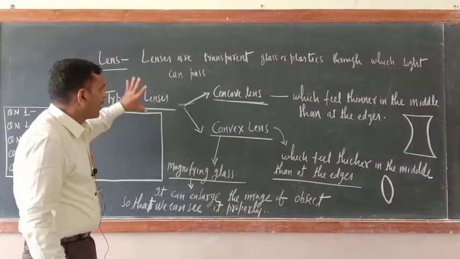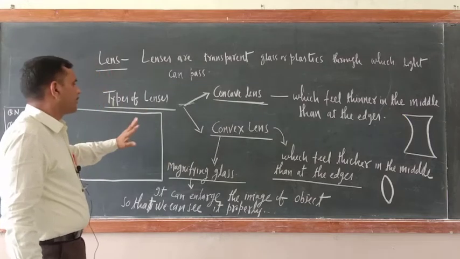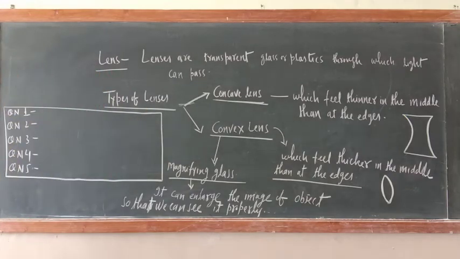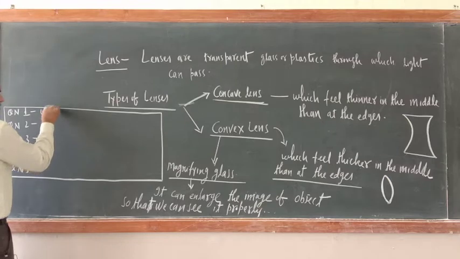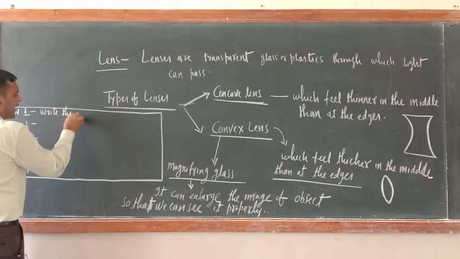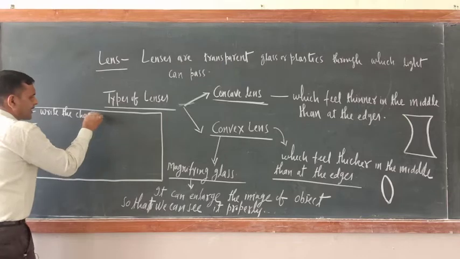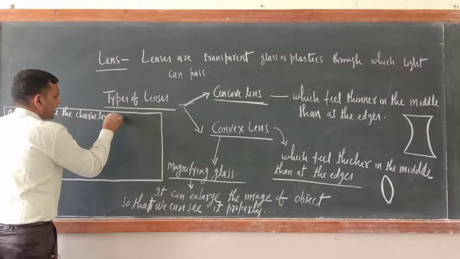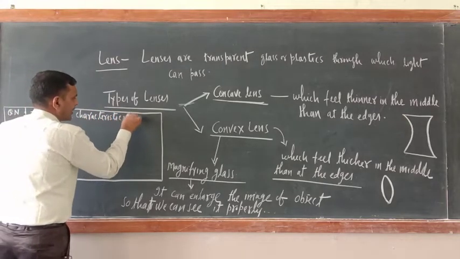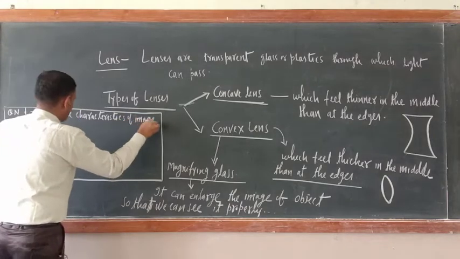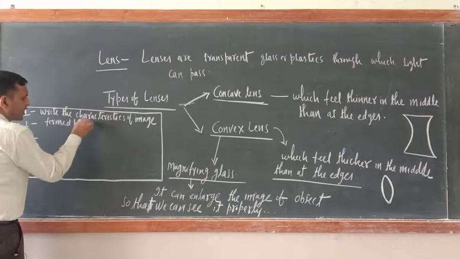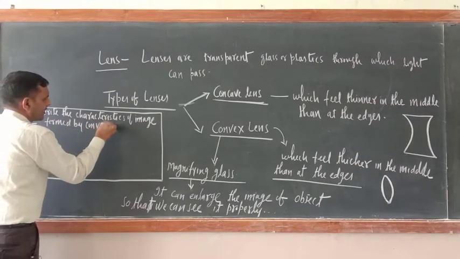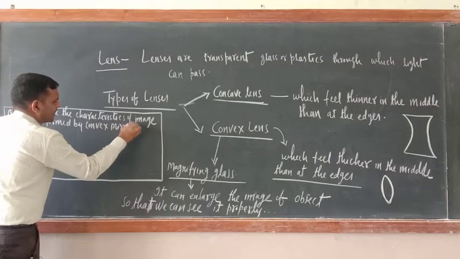In this way, almost the duration of today's video is over. Now note down certain questions. Today I started with the convex mirror. So the first question is, write the characteristics of image formed by convex mirror. Okay, that is the first question.